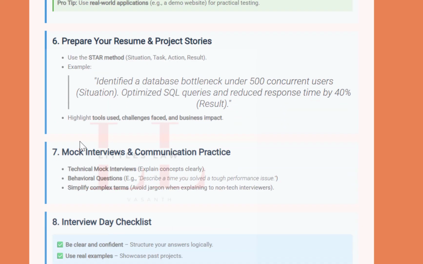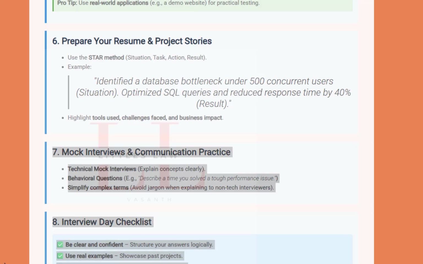And next we'll move on to the section 7-8. And yep, practice makes perfect. Yep, so practicing interviews is a very critical step on your path to land a performance testing role. And here is the tip for you to maximize your preparation.